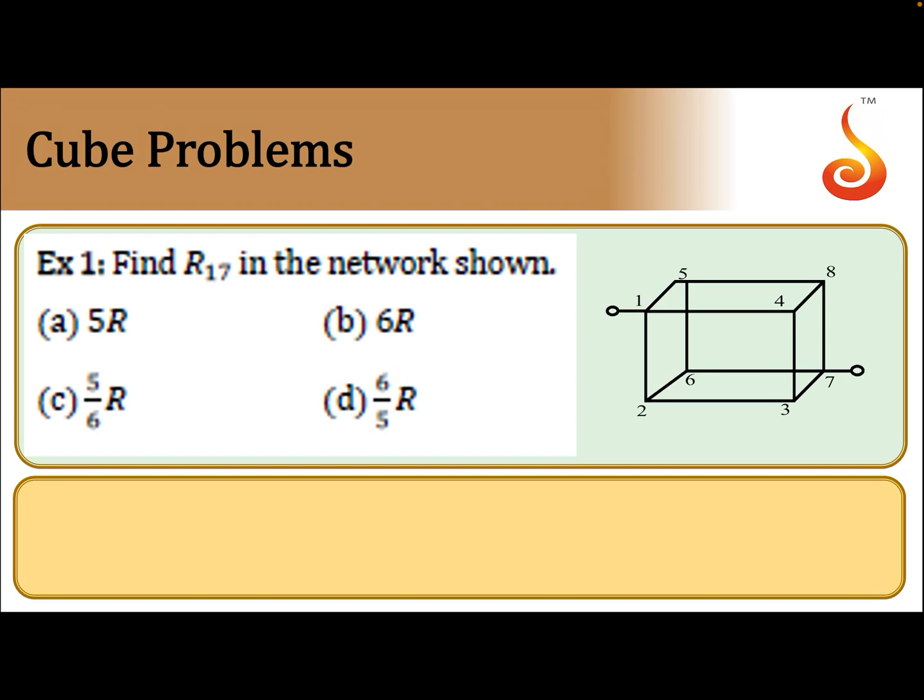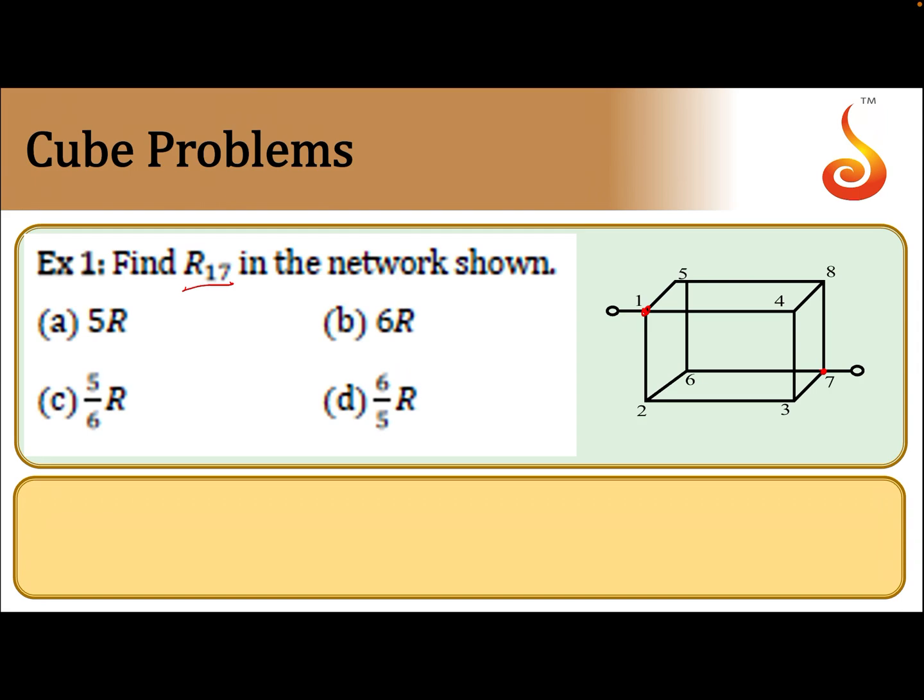So here we need to find R17, that means between point 1 and 7, which are diagonally opposite in a cube, we have to find the resistance. So resistance of each side is taken as R. Our intention is to calculate resistance between 1 and 7. So let us assume that it is connected to a battery. 1 and 7 are connected to the battery. Let us say 1 is connected to the positive of the battery, 7 is connected to the negative of the battery.